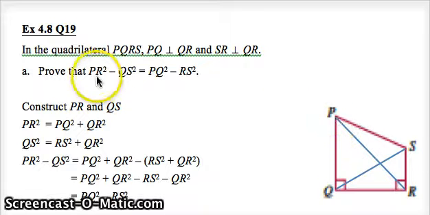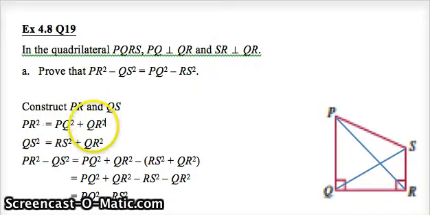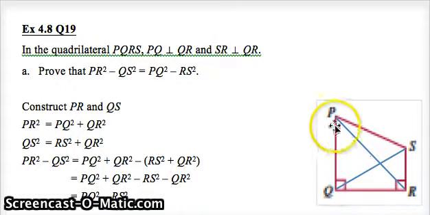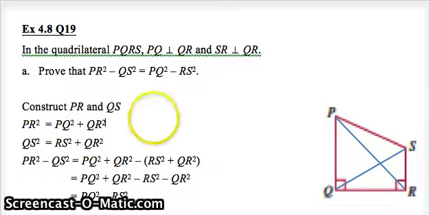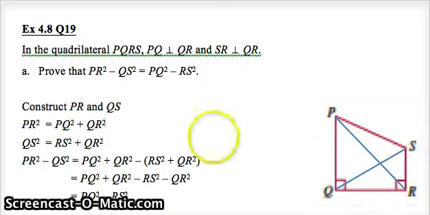So we can come up with expressions. We can see that we need to prove that PR squared minus QS squared equals PQ squared minus RS squared. So we need to come up with an expression for PR squared. We can see that it's in triangle PRQ, so we can just say that PR squared plus PQ squared equals QR squared. So PR squared equals PQ squared plus QR squared. We can come up with an expression for QS squared in triangle QSR. So we can say that QS squared equals RS squared plus QR squared.